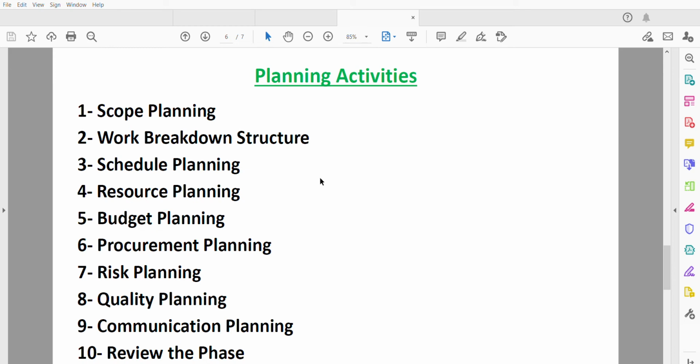These are the major planning activities, and we will go into details later on. The first one is scope planning, work breakdown structure. Third is the schedule planning. Fourth is the resource planning. Fifth is the budget planning. Sixth is the procurement planning. Seventh is the risk planning. Eighth is the quality planning. And the last one is the communication planning. And then, of course, as we said before, at the end, we review the phase in order to see if we have covered everything and so on.